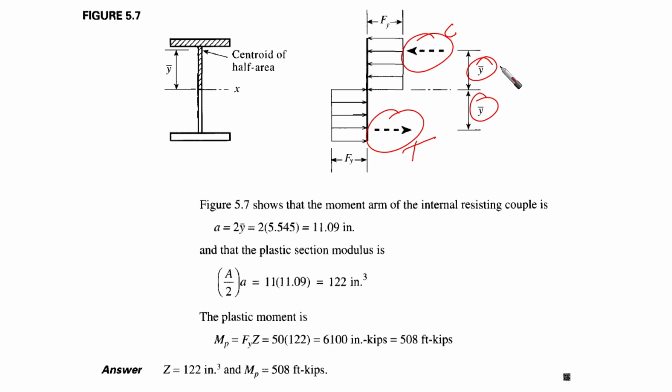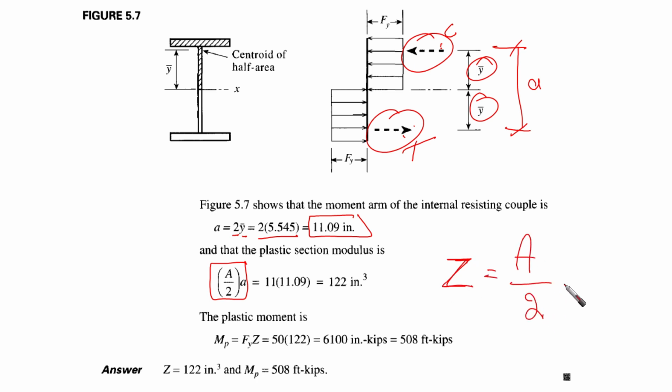Okay, so our a, which is the distance between the compression and tension, is going to be 2y bar, right? 2y bar gives us 11.09. And the plastic section modulus, if you remember, we said that Z equals half of the area times a, which is the distance between the two, as if we are taking this area times the distance from here to here, which is a.